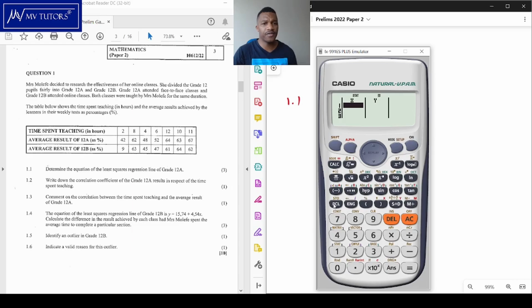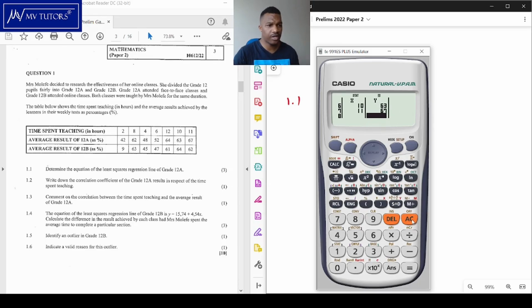So at this point, what I want to do is fill in the table. X will represent the time spent, so let's go: 2 equals, 8 equals, 4 equals, 6 equals, 12 equals, 10 equals and 11 equals. Now I'll go down once and to the side, and then I'll start putting the y values, which are the average results of 12A. First one is 42 equals, 62 equals, 48 equals, 52 equals, 64 equals, 63 equals, and then 67 equals. Okay, I got 7 for 7.